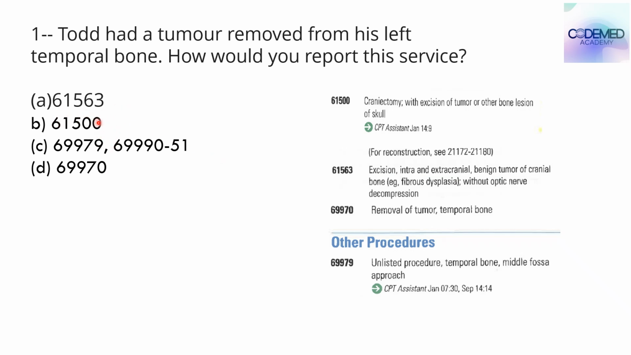So if you see 61563, it is excision of an intra and extracranial benign tumor of the cranial bone, and in that example, fibrous dysplasia without optic nerve decompression. Now, our bone is a temporal bone, which is also a kind of cranial bone. So we have to see all the codes very, very carefully. 61500 is a craniectomy with excision of tumor or other bone lesion. And then we have the code 69970, removal of tumor, temporal bone, and 69979, which is for the unlisted procedure on the temporal bone. Remember, we use the unlisted procedure code only when we do not have a specific code. Okay, so go through all these codes and tell me what is the answer.